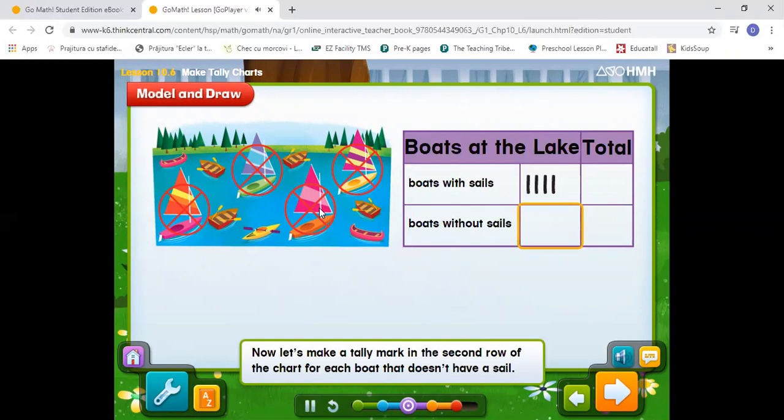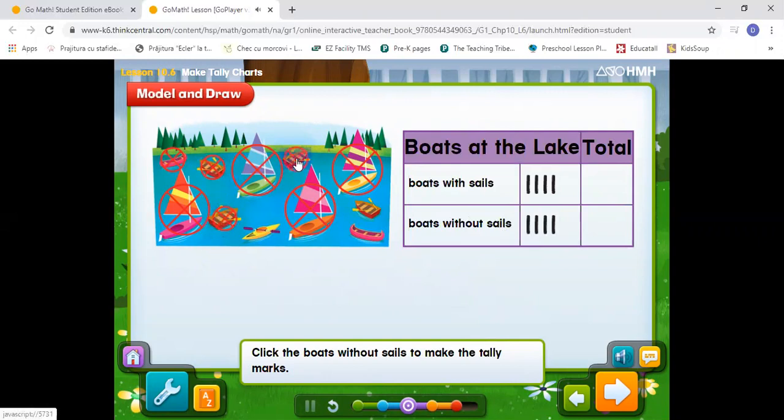Now, let's make a tally mark in the second row of the chart for each boat that doesn't have a sail. Click the little boats without sails to make the tally marks. And we will click the boats. One, see, when I click it, the tally line gets here. 2, 3, 4. What happens now when I click the fifth one? Look, yes, it comes like this. Remember, we cut the 4 little lines with the fifth one, but we have more. Let's see. 6 and 7.